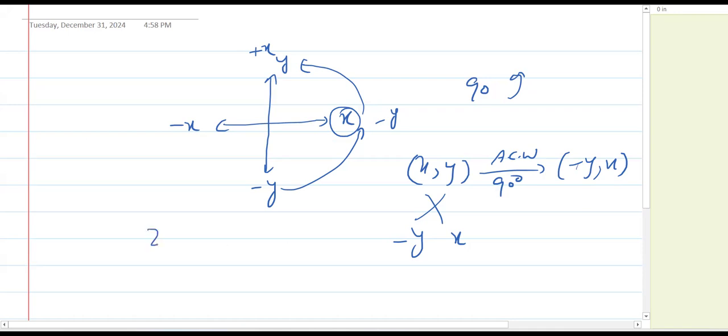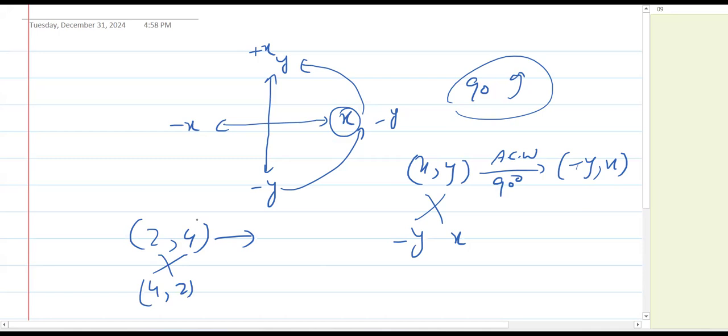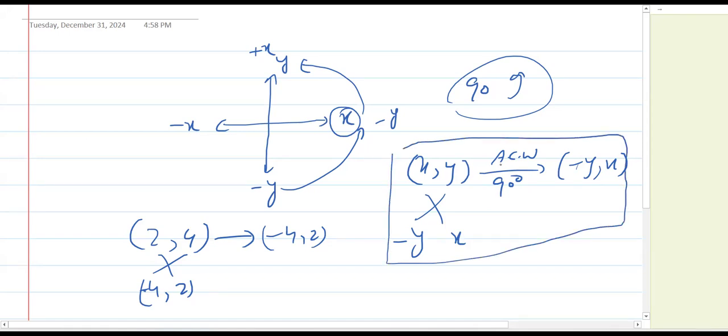For example, if there was a point 2, 4, and you are rotating under this rule 90-degree anti-clockwise, so what will happen to the point? They have to change the place, and the sign of the y value is changing. Okay, so it will be -4, 2. It's easy to remember the rule. If you forget, you can use this way to write the rules. So this is the rule now for the 90-degree anti-clockwise.